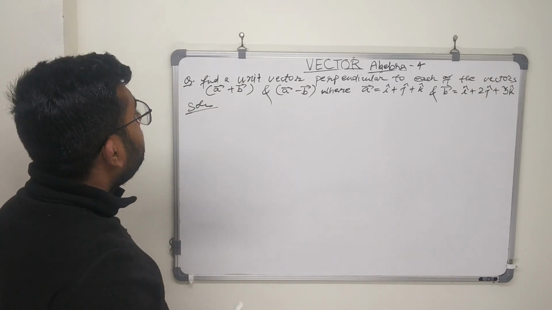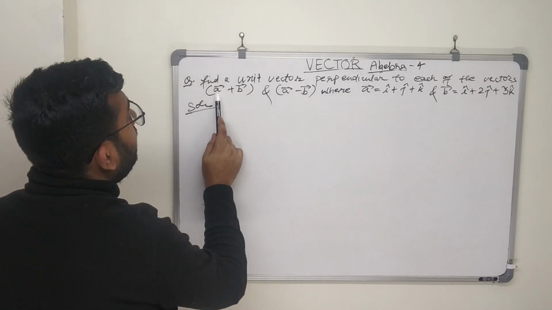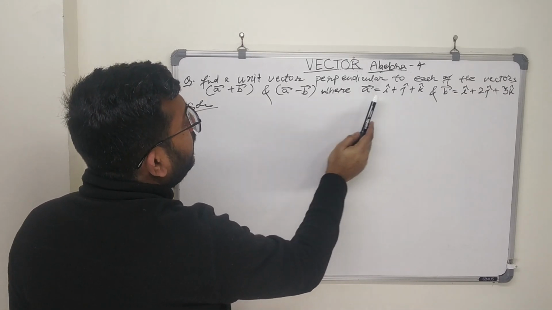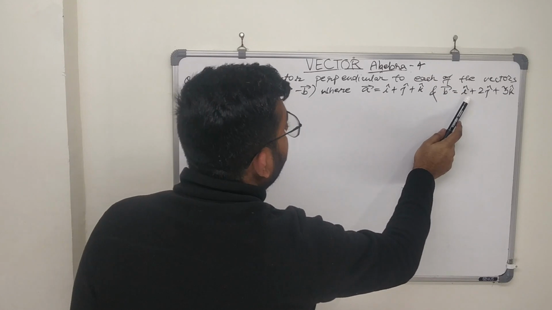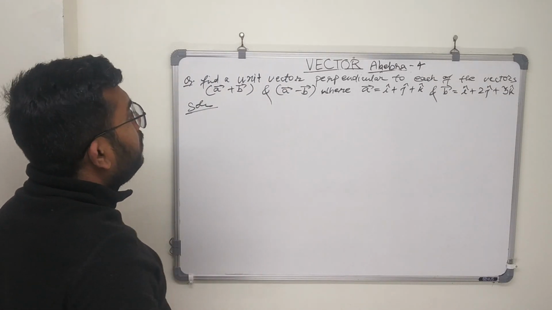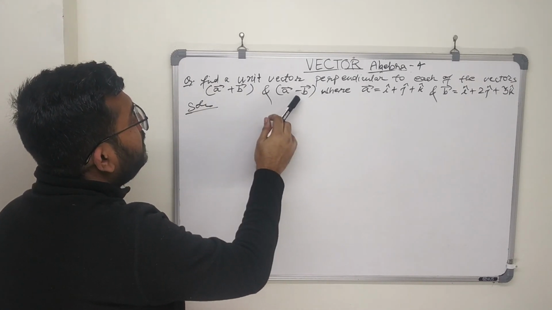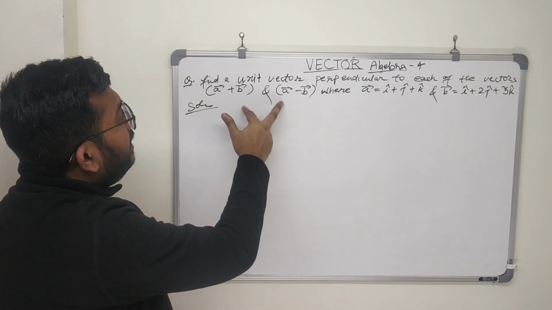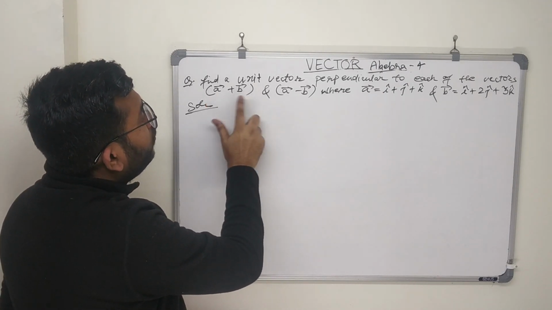Now the next question is, find a unit vector perpendicular to each of the vectors A vector plus B vector and A vector minus B vector, where A vector is equal to i cap plus j cap plus k cap and B vector is equal to i cap plus 2j cap plus 3k cap. So in this question, what is asked is a unit vector perpendicular to both of these vectors. If we take the cross product of these two vectors, then we will get a vector that will be perpendicular to both of these vectors.